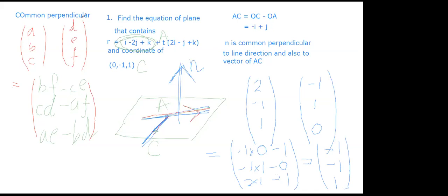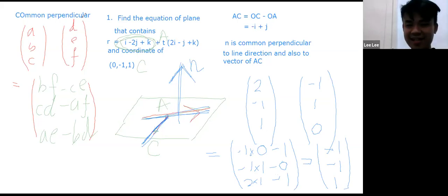Okay, good. So now you have the normal already. The normal is the common perpendicular of the plane. That is the common perpendicular of the line direction and the vector AC. You take a visual of it first before you continue, if you say you understand.